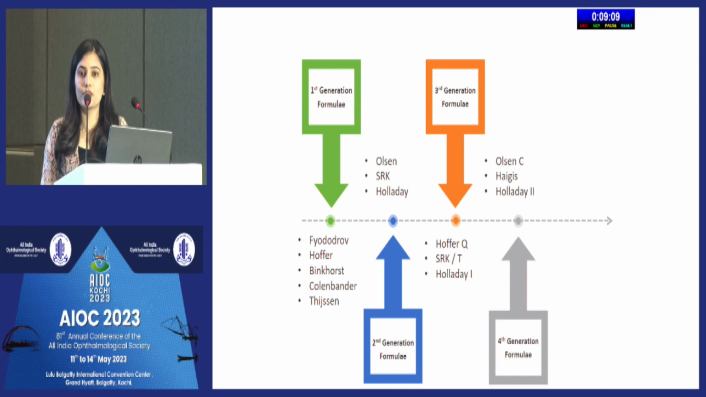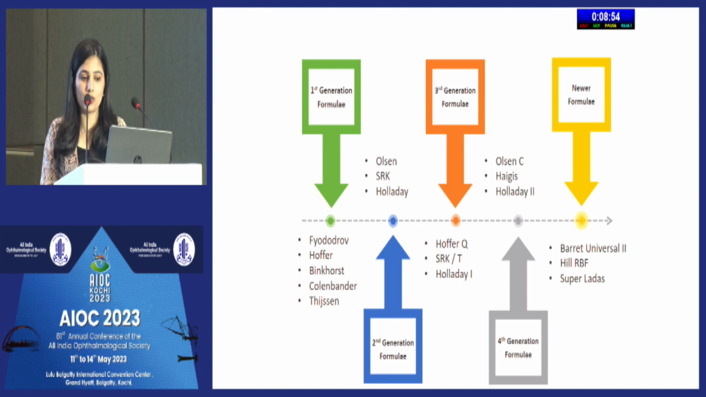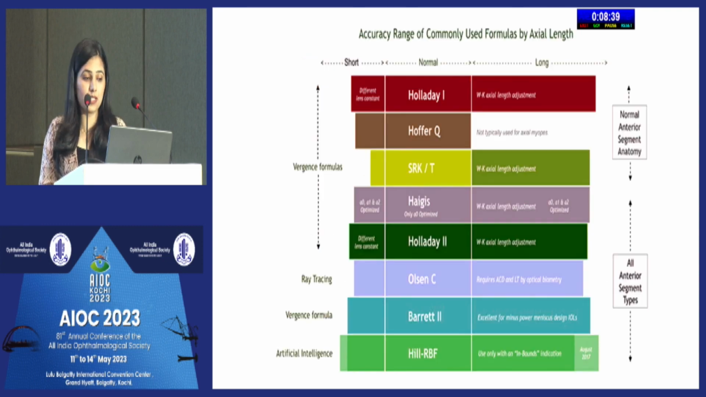They are based on Vergence formulas, which are based on the Gaussian optics of the eye. It's not a very precise classification if we divide it according to the generation, because some of the formulas are Vergence based, and some are a combination of the Vergence and theoretical formulas. Some of the newer generation formulas are Barrett's Universal 2, Hill RBF, and Super TADAS. They are based on ray tracing models and artificial intelligence, which gives us a fairly accurate post-operative outcome these days.